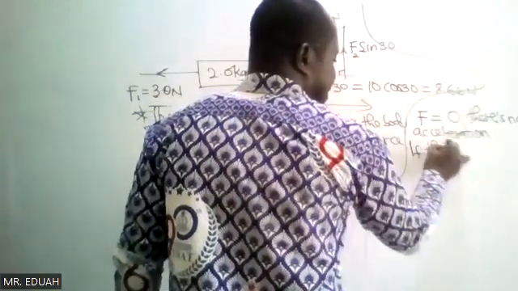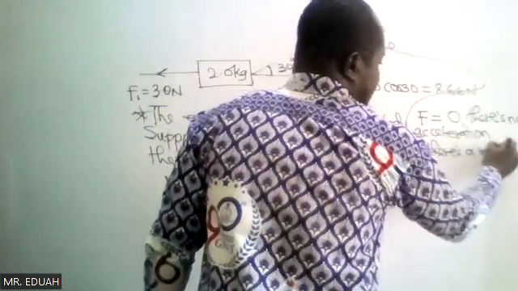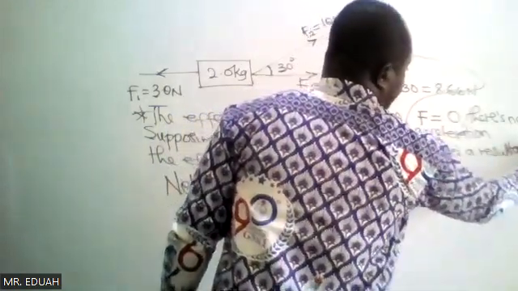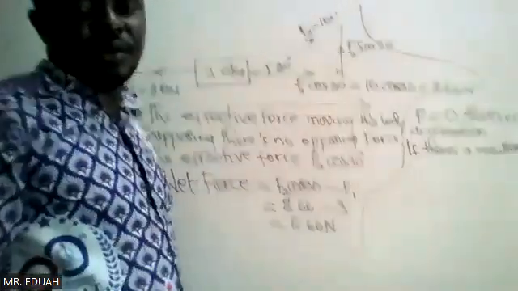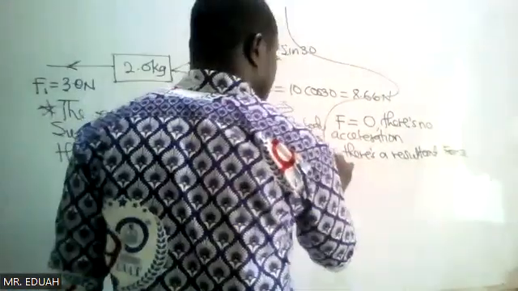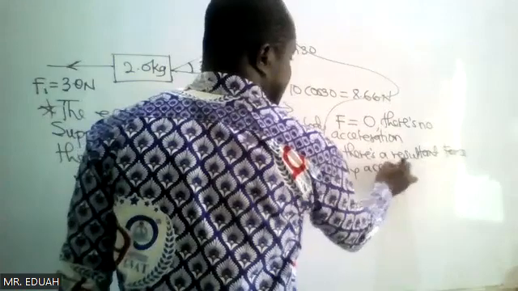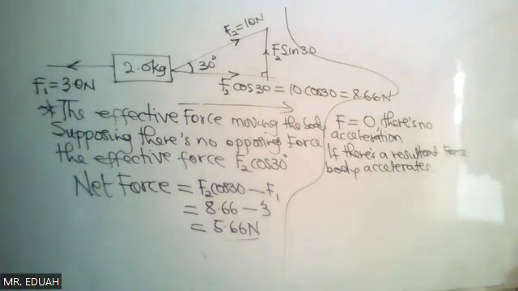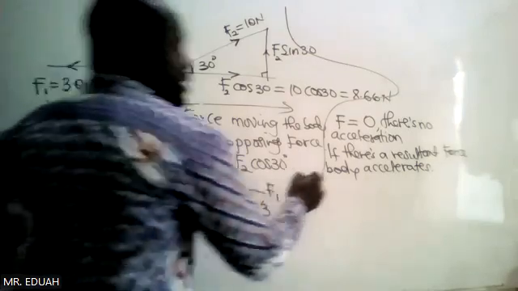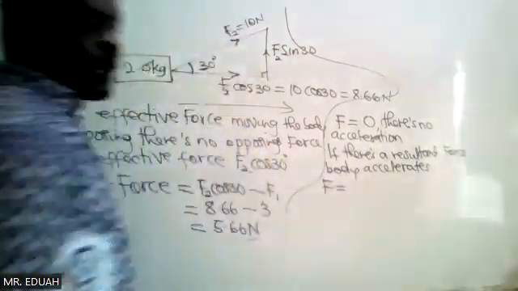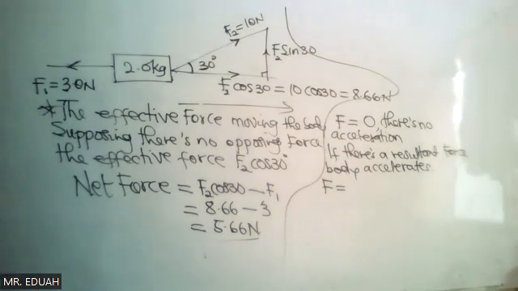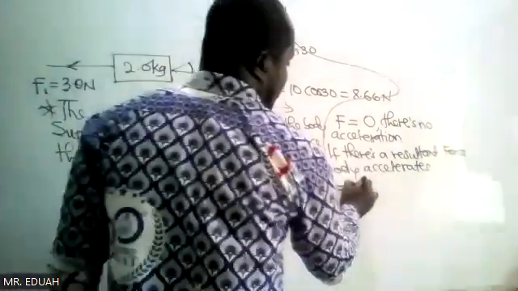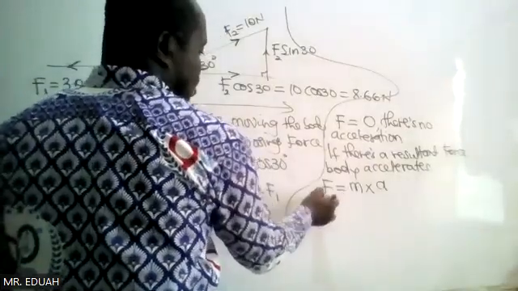So if there is a resultant force, the body or particle accelerates. So yes, there is a resultant force given by this amount. What will be the acceleration? By Newton's second law, any force, whether resultant, net, or unbalanced, can be measured by the product of the mass of the body and the acceleration of the body. Okay, and so our resultant force is this.